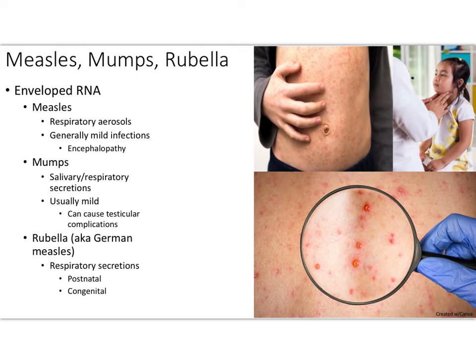And then our last virus that we'll talk about on this slide is the one that causes what we call rubella, or German measles. This one is another one that's spread primarily through respiratory secretions, either through oral exchange or through the air when someone coughs or sneezes.